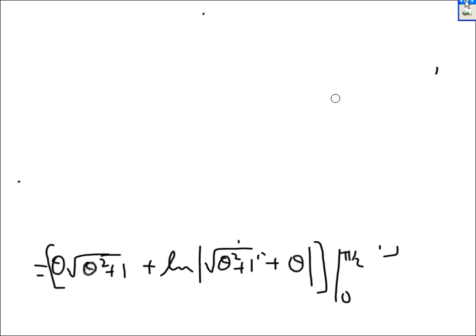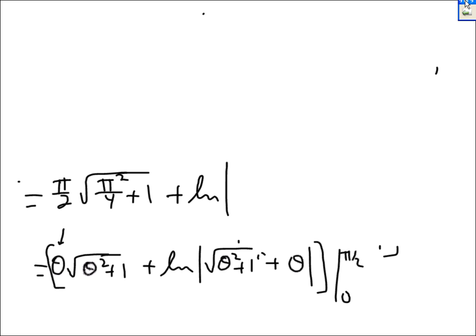Wherever you see theta, first we plug in pi over 2. Pi over 2 times the square root of pi over 2 squared, that is pi squared over 4 plus 1, plus ln of the absolute value of the square root of pi squared over 4 plus 1, plus pi over 2.